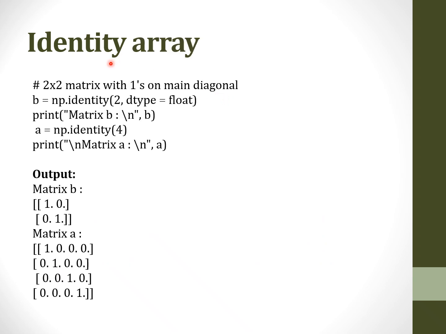So we are seeing an example here. Suppose if you want to create a 2 by 2 identity matrix with the data type as float, you can give it like this, np.identity of 2. So this will create a matrix with 2 rows, 2 columns and ones in the leading diagonal. Similarly, if you want to print a 4 by 4 identity matrix, you can do so like this. So 4 rows, 4 columns are present and in the leading diagonal you'll have ones and zeros elsewhere.